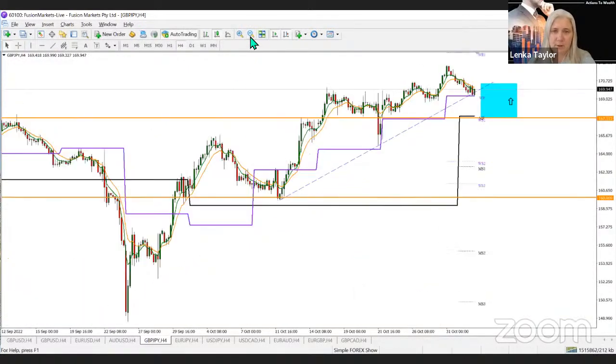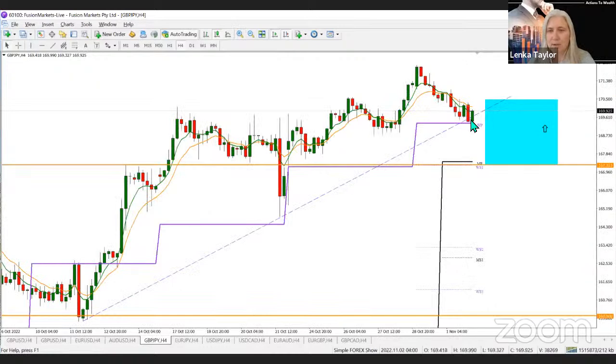On the 4-hourly time frame, we are at this level where we have had a previous low. So it's a good area to have a reversal. So just waiting to see if there is a reversal there. If there is, then looking for long opportunities.